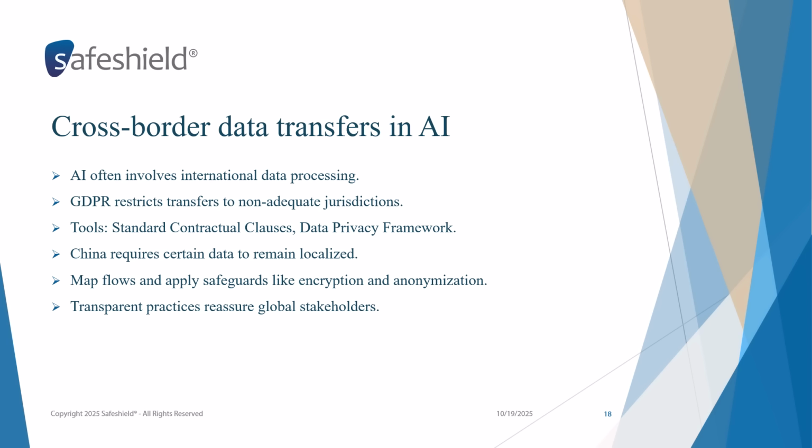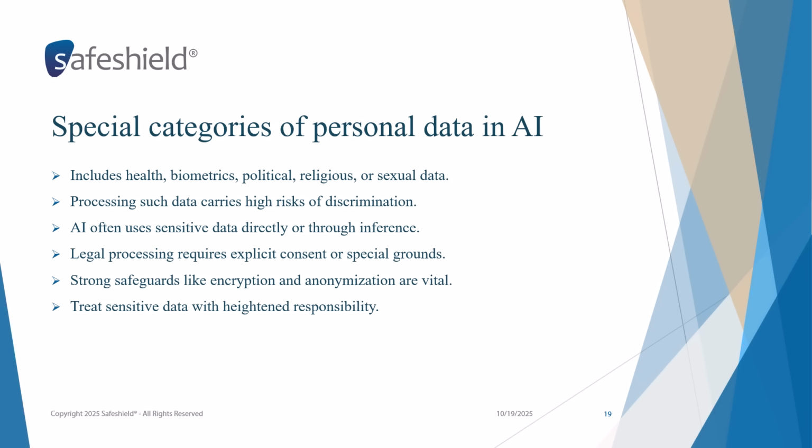Technical measures can support compliance, such as encryption during transfer and anonymization before export. However, legal agreements and regulatory approvals remain essential. Managing cross-border transfers is not only about compliance, but also about reputation. Users expect their data to be handled responsibly, regardless of geography. Transparent practices reassure stakeholders that global AI systems respect local privacy rights.